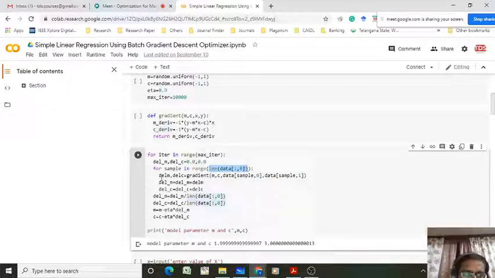Right? So finally, this loop will be run for the total number of samples. I am not updating. You have to think here. I am not updating the m and c by sample. I am just calculating the total error by adding.